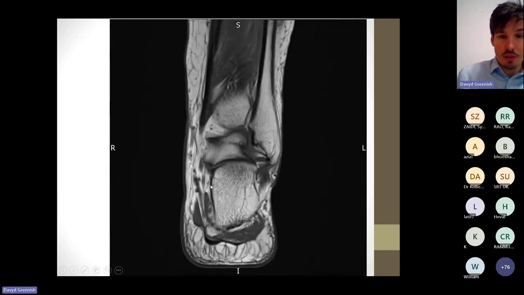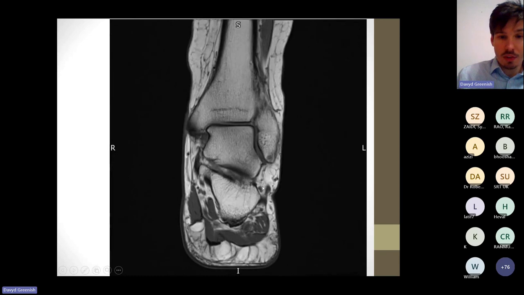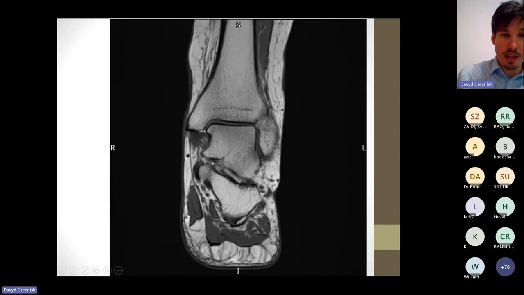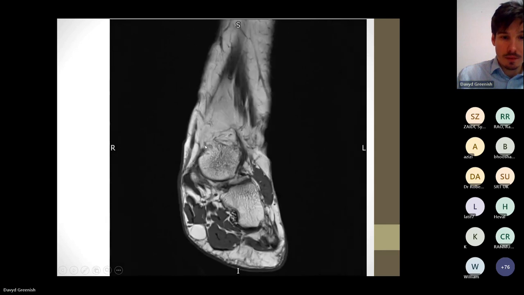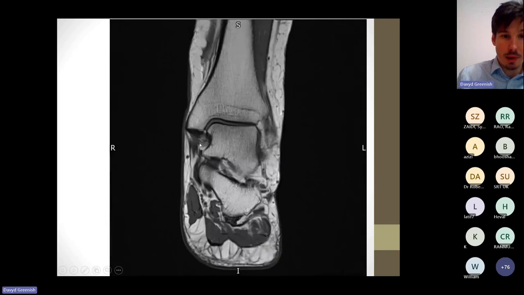And again, in the interest of time, we'll just go through that. I just wanted to show again the lateral aspect, brevis and longus, and the medial aspect. Here, slightly harder to see them, but tibialis posterior and flexor digitorum and flexor hallucis.